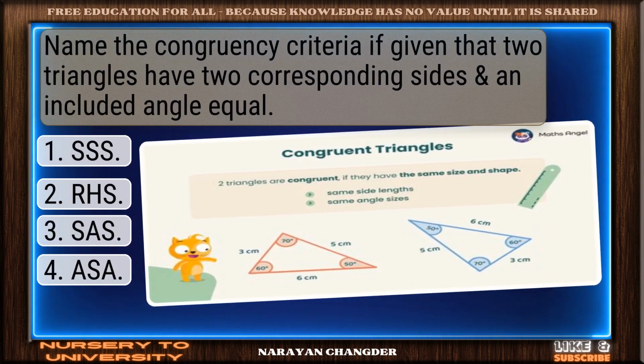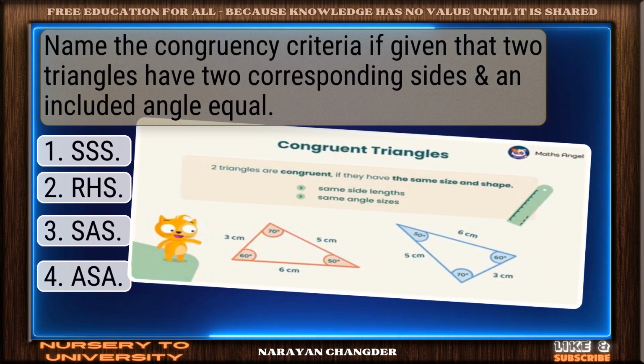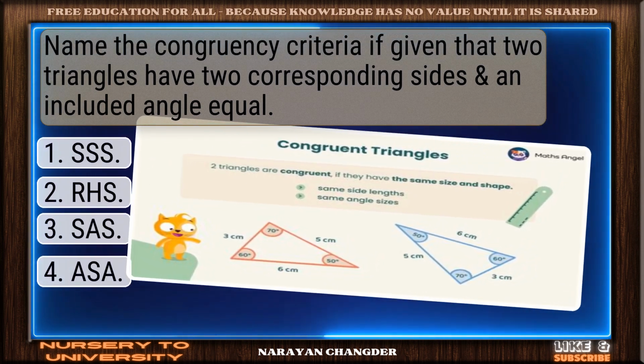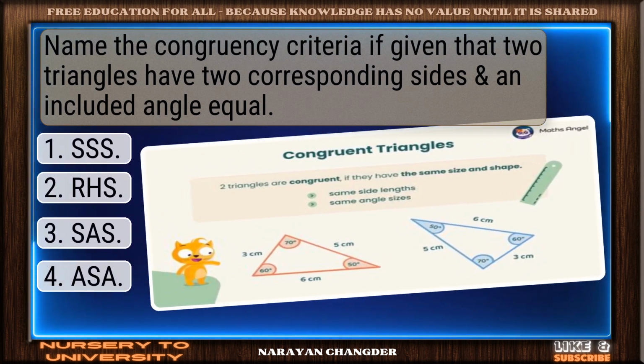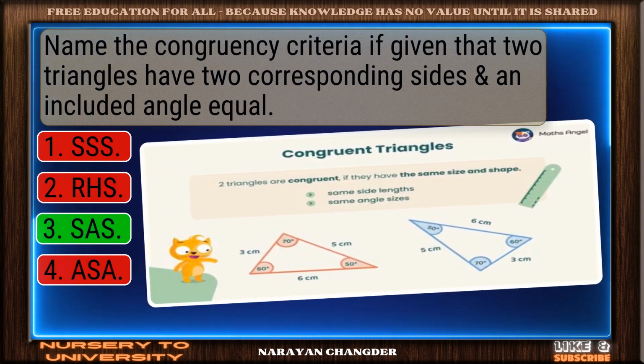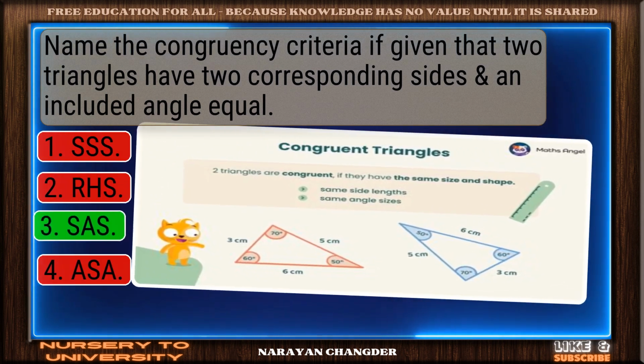Question number 17. Name the congruency criteria if given that two triangles have two corresponding sides and an included angle equal. Good job. Your answer, SAS, works well here.